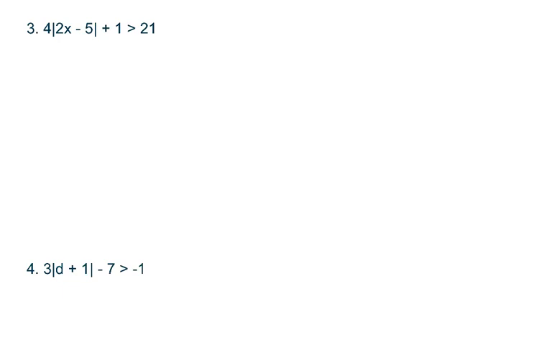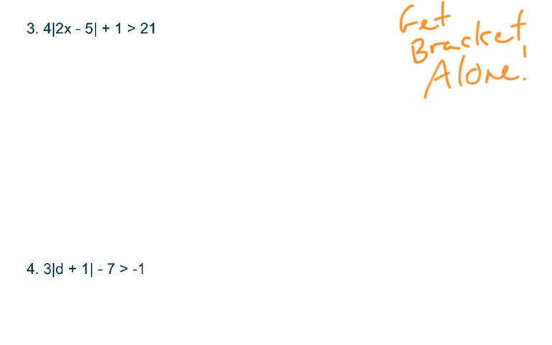4 times the absolute value of 2x minus 5, plus 1. Before we can do any flipping the signs or dropping brackets or anything like that, we have got to get the absolute value bracket by itself. So I'm going to write this up here. Get the bracket alone first.